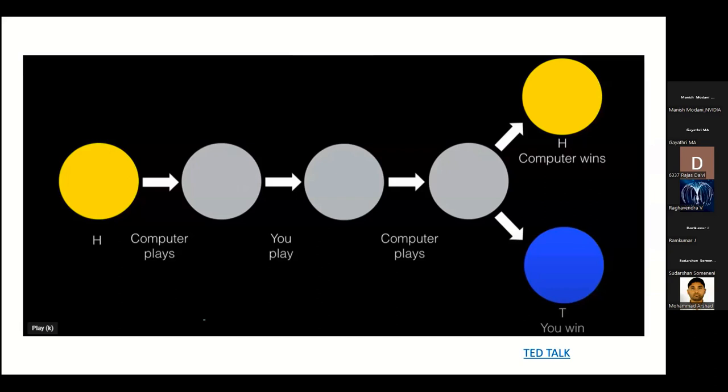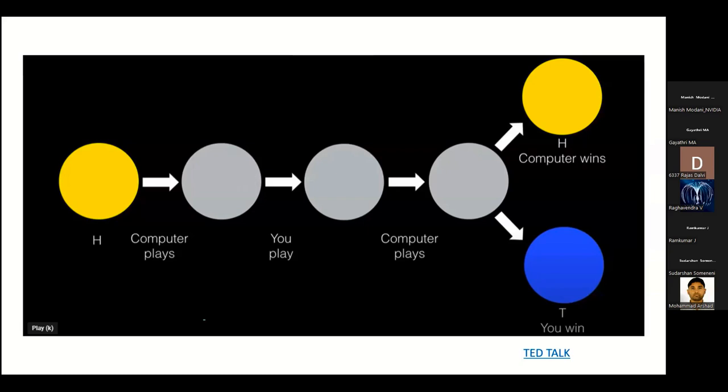Let's start with the play. This is available on YouTube. I copied this from one of the TED Talks. With that, we will try to understand what quantum computing is and how it is different from classical computing, right? So let's take a coin. We start with the head of that.